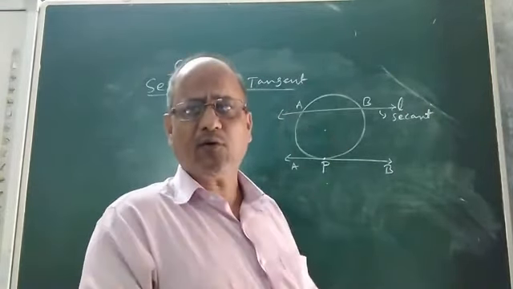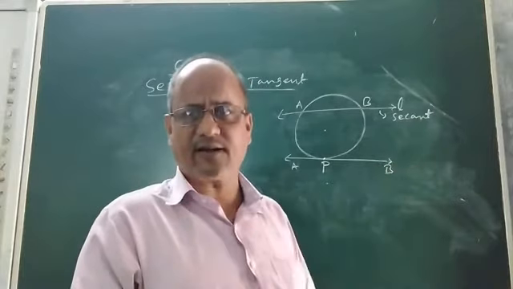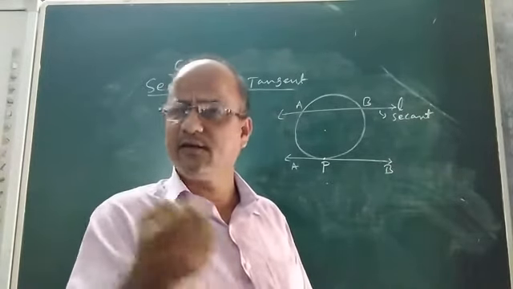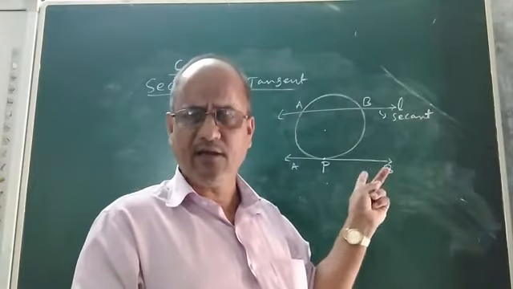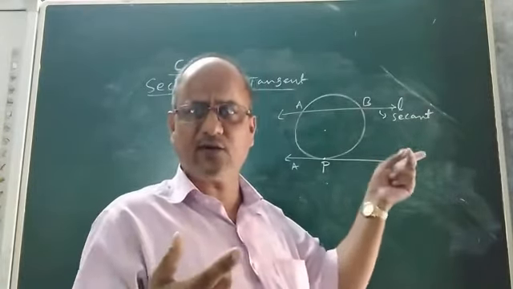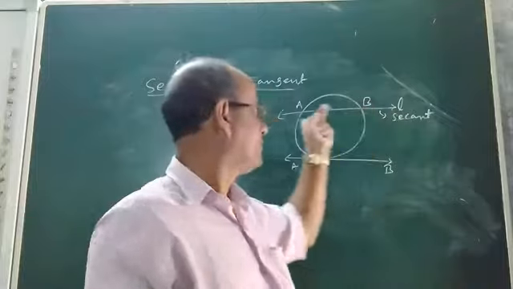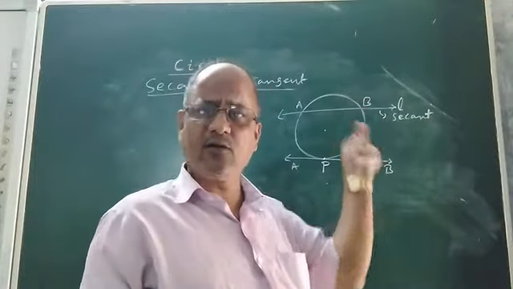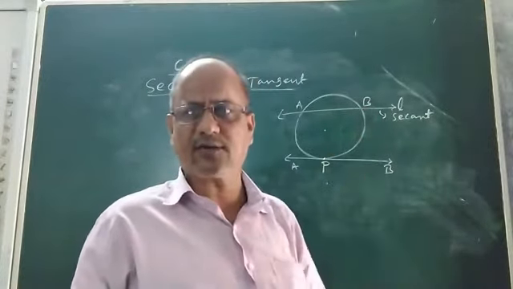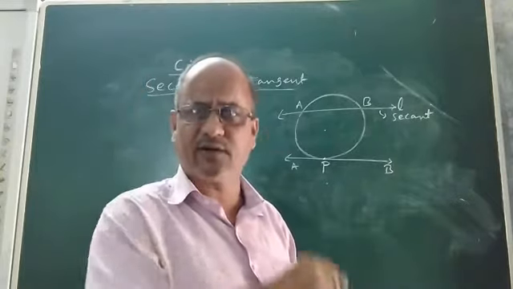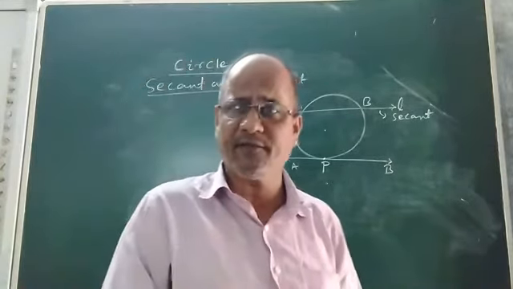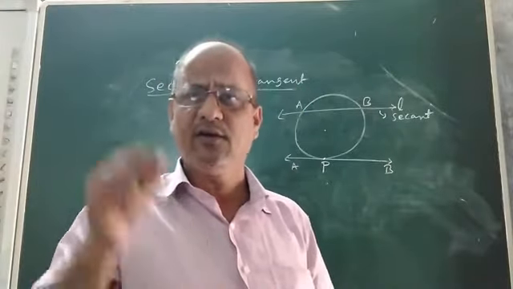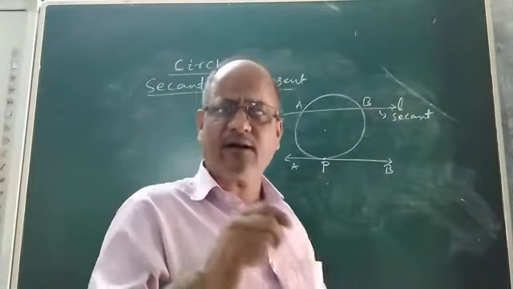Now, what about the number of secants in a circle? How many secants can we find? It is a very simple question. You can draw as many secants as you like, because if you draw any line, it will pass through the circle, I mean, intersect the circle in 2 distinct points. So, a circle can have infinite number of secants. Now, children, you came to know what is secant, what is tangent.